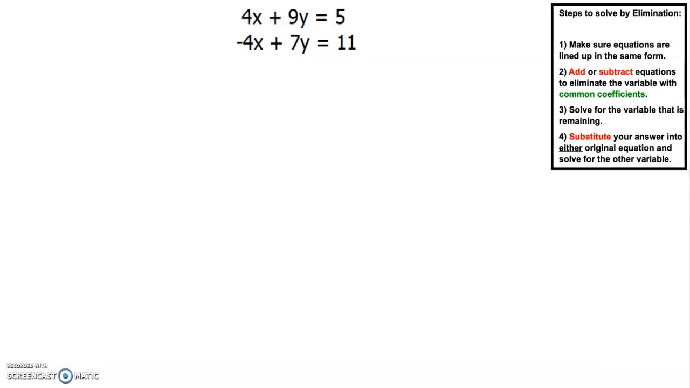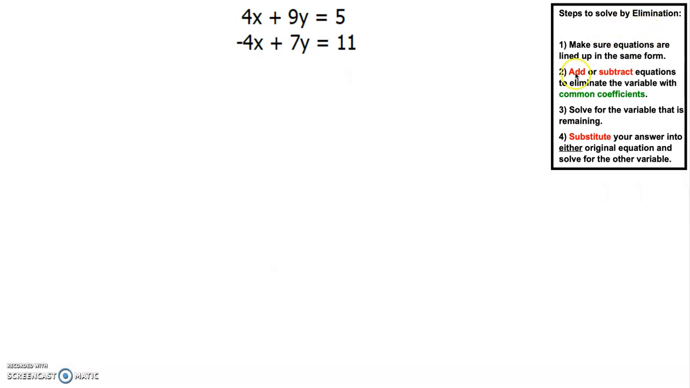In this example, we're going to once again solve by elimination. Notice that your x terms are stacked on top of one another, our y terms are stacked on top of one another, and also our constants are stacked on top of one another. So step 1 is complete. We also notice that our x terms have a coefficient of 4. But this time, one is a positive 4 and one is a negative 4.